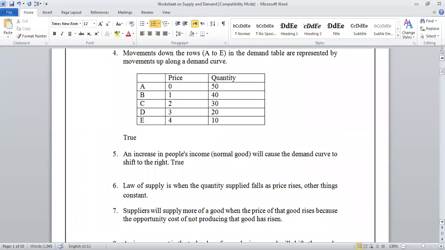Okay, number six. The law of supply is when quantity supplied falls as prices increase. Let's look at this. Is this true or false? Now, when we talk about supply, we're thinking of firms. Now, what's the main goal of any firm? To maximize profit. So as prices increase, they will supply more. So the quantity supplied should also increase in order for them to make more profit. So this is actually false.